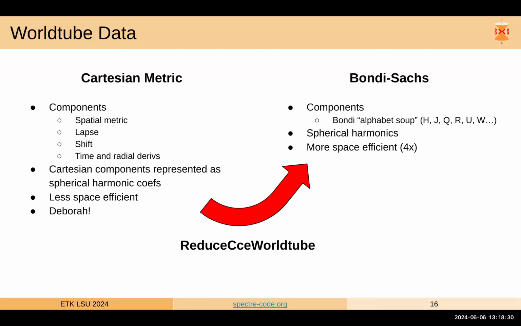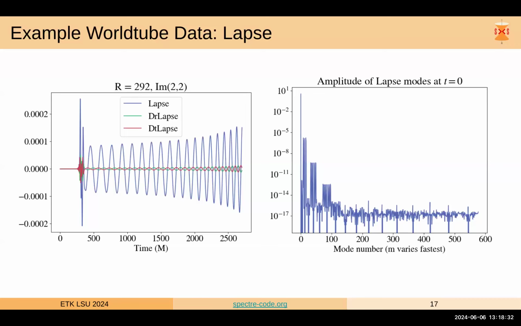We'll see what happens. I wanted to give an example of what the World Tube data looks like from a simulation. I was thinking about showing the Bondi-Sachs format, but I didn't think that would be super helpful because a lot of other people work with lapse, shift, and the spacetime metric. So we decided to dump the lapse from one of our simulations and see what that looks like.